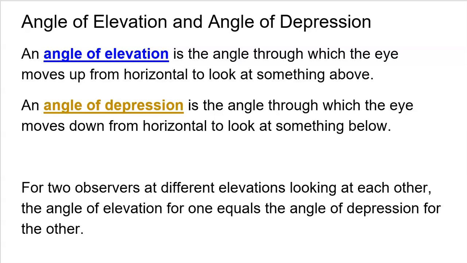So what I'm saying here at the bottom should make a lot of sense. For two observers at different elevations looking at each other, the angle of elevation for one equals the angle of depression for the other. So let me draw some quick pictures of this just to understand. So if here is an airplane and I'm on the ground, I'm looking up at that airplane, the angle of elevation is the angle that I'm looking up. That would be this angle right here.